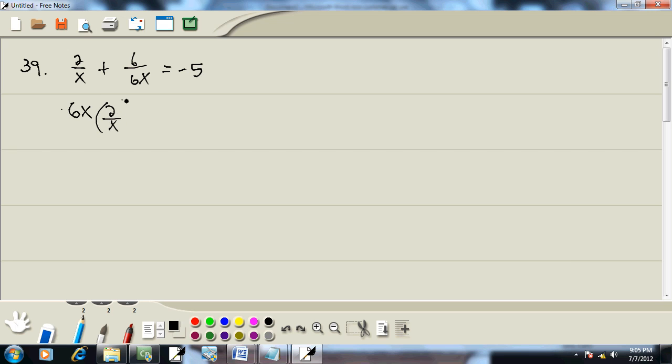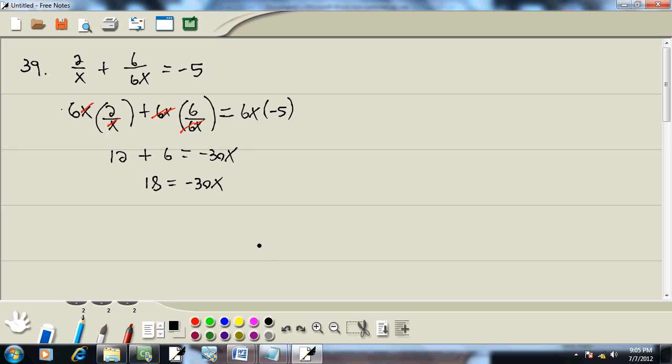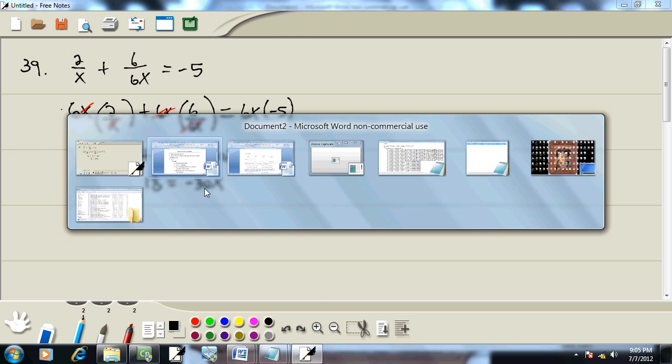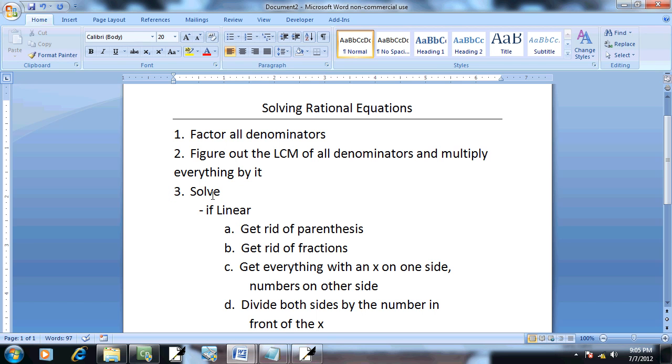And that's what we'll multiply everything by. We'll multiply it by the 2 over x, by the 6 over 6x, and times the negative 5. Well, these x's are going to cancel here, those x's cancel, and these 6's will cancel. So we're left with 6 times 2, or 12, plus 6 equals 6x times negative 5, which is negative 30x. 12 plus 6 gives us 18. No matter where you are in math, combine together numbers, combine together like terms. And that was step 2, multiply everything by it.